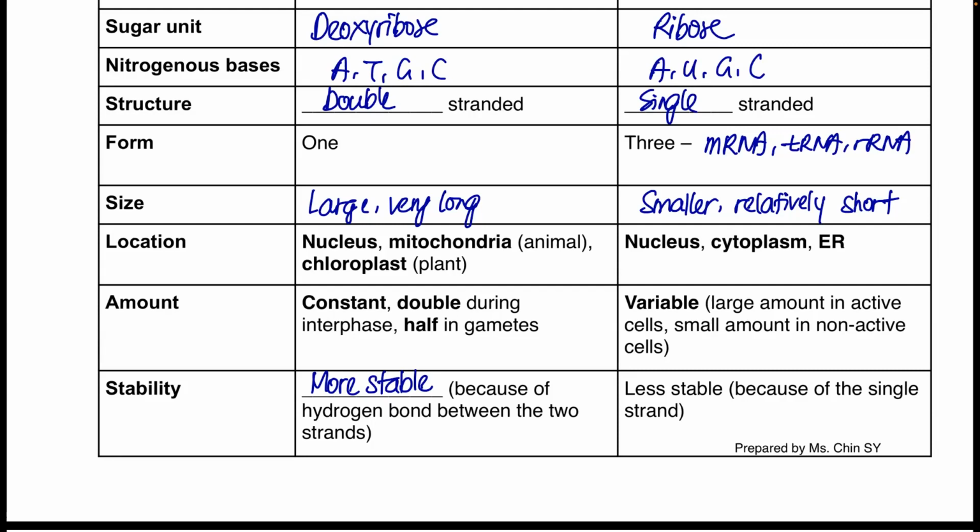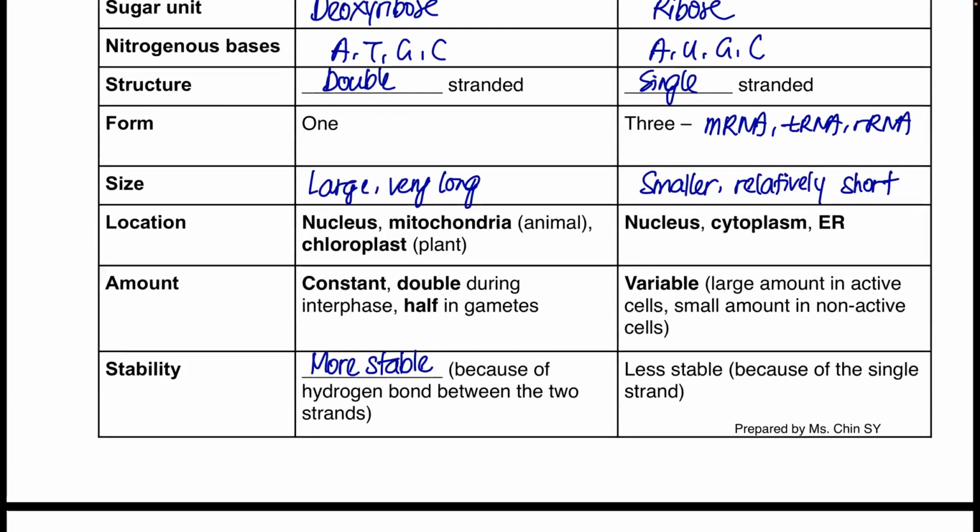Okay, and then stability wise, DNA is super duper stable. Okay, because they are double stranded. These two strands are held together by hydrogen bonds, so the nitrogenous bases are not exposed, they are protected. Information is very well stored. Which is why I told you just now that your DNA can be kept for thousands or even tens of thousands of years underground.